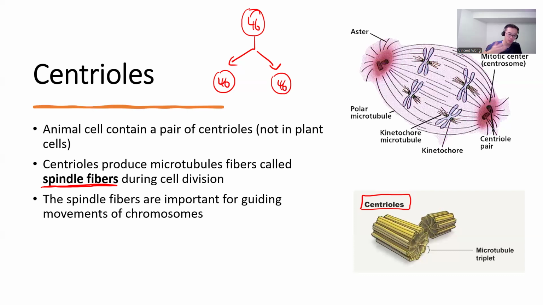These spindle fibers are made up of microtubules. So microtubules allow guidance of vesicles, but they also help guide the movement of other things like chromosomes. Never mind these kinetochore stuff, it's not important at this moment. These are the chromosomes, and these are the spindle fibers that are trying to pull on them.